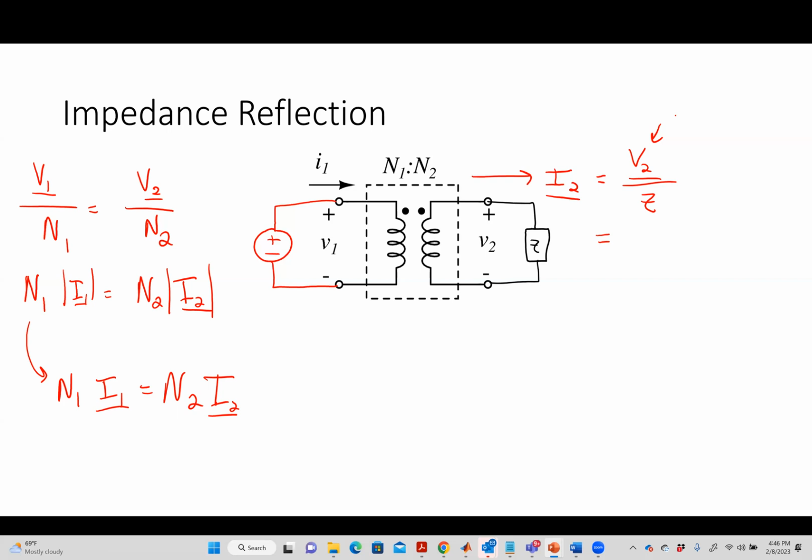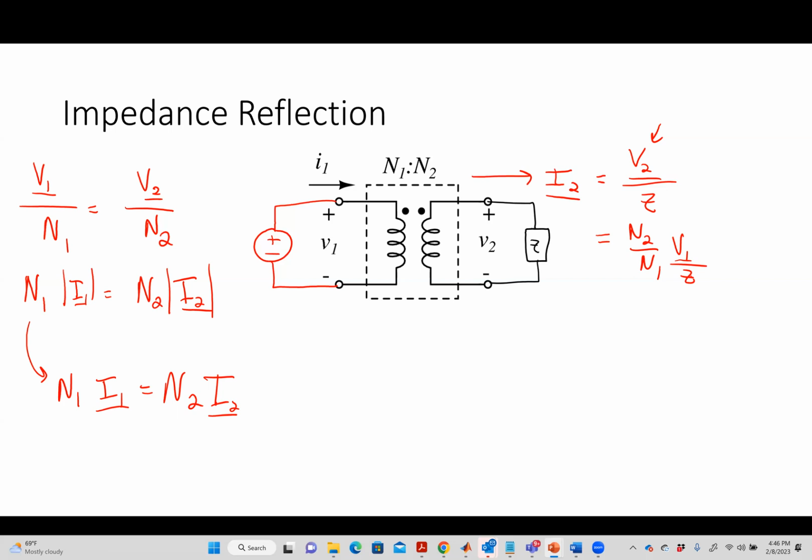Okay, yeah, so it's N2 over N1 times V1 divided by Z, like that. All right. Now help me figure out what the current's going to be on the I1 side.